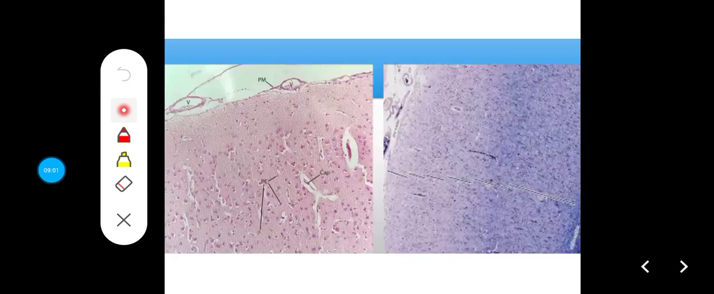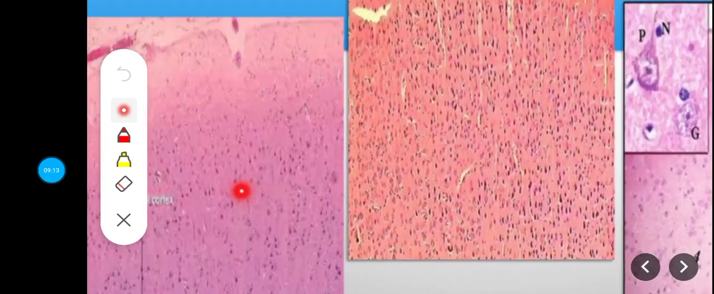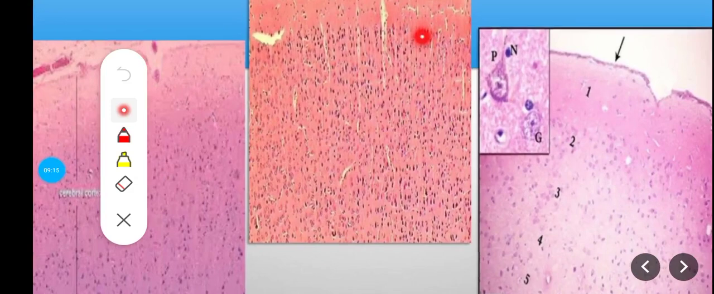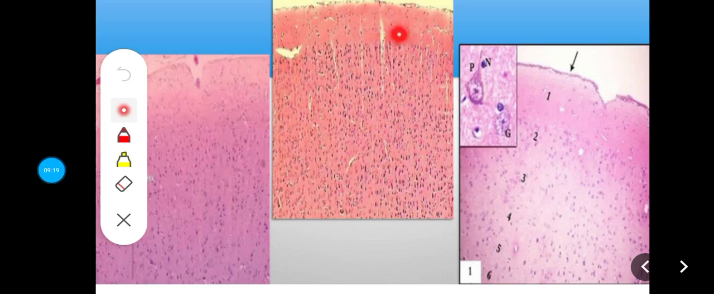So let's look at this image here. Notice the external granular layer, just deep to the molecular layer. Notice how densely packed it is. If you zoom into this one, you notice the molecular layer is cell deficient. Then notice the layer just deep to it, which is the external granular layer. It contains densely packed nuclei.